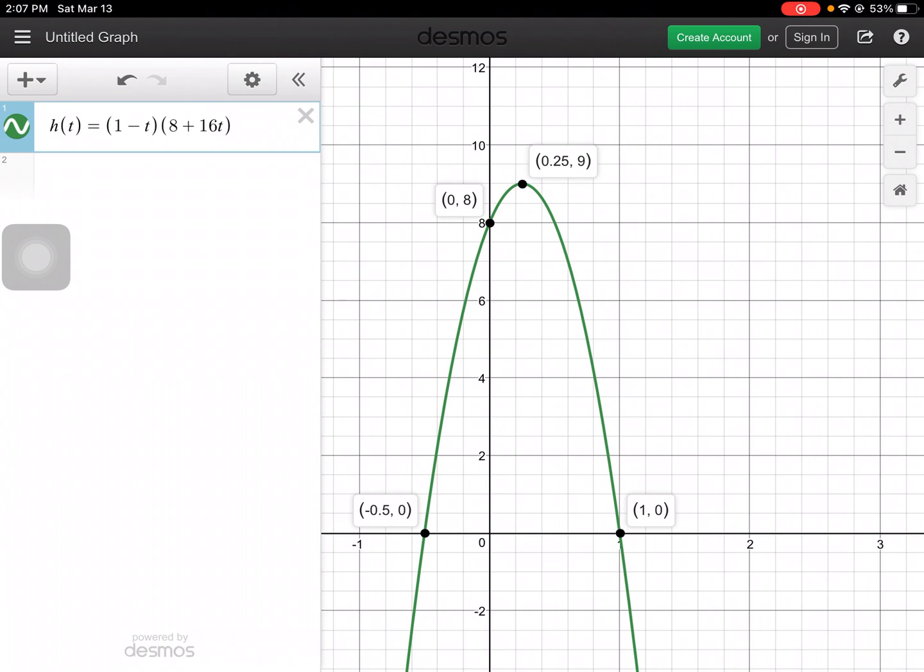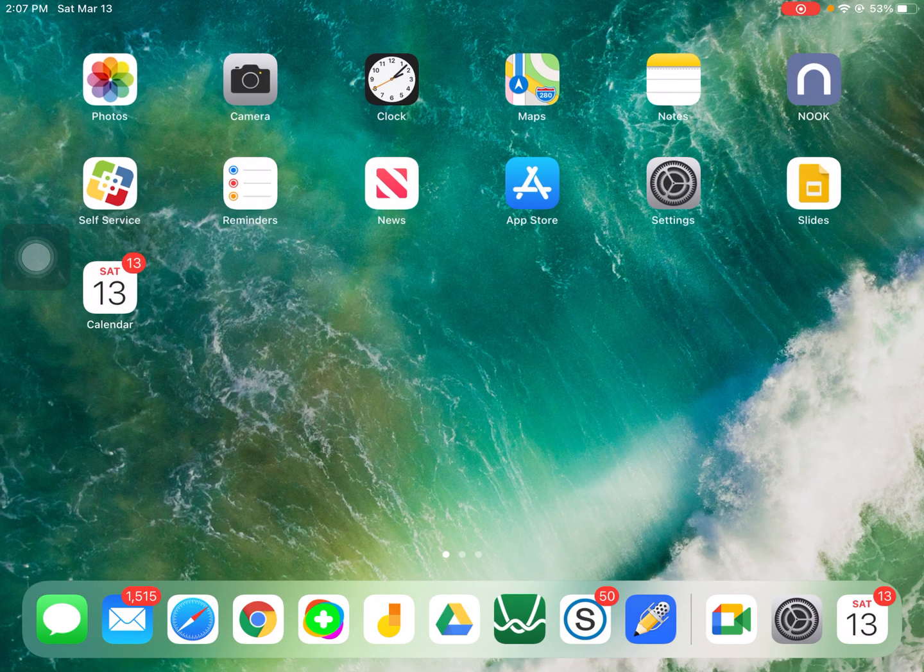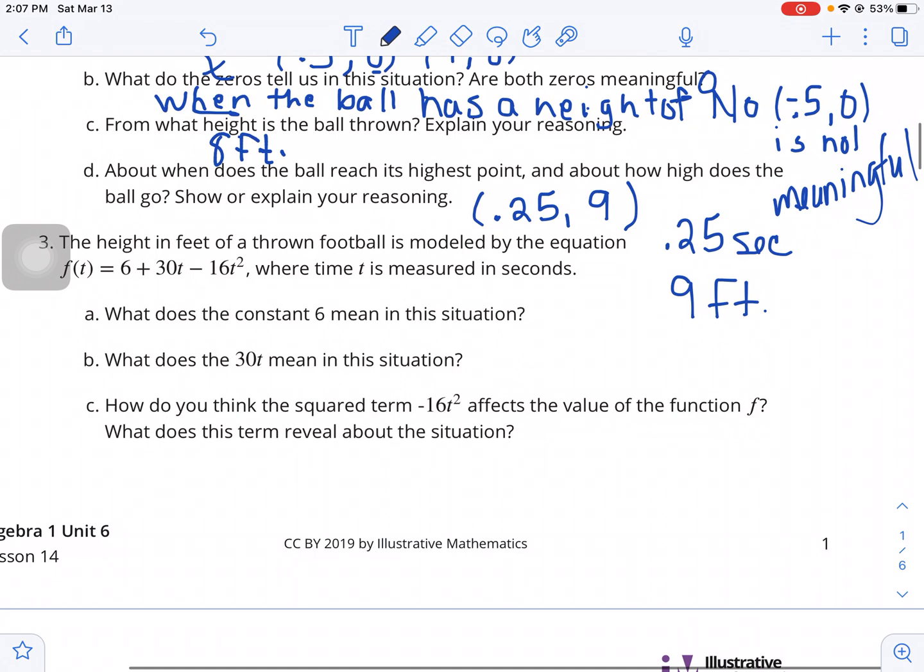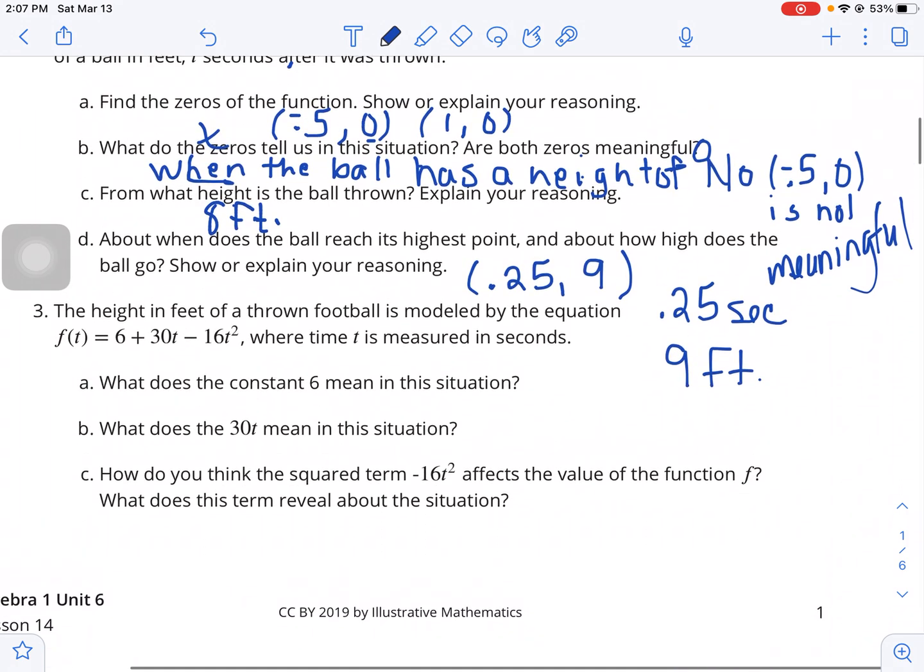That's because the ball was thrown from a height of 8 feet. So this person is a tall person throwing the ball above his or her head. And let's see, at 0 time, the ball is 8 feet above the ground. So maybe this person is on a trampoline or something, throwing the ball up. We don't know. But those are the answers to number 2.